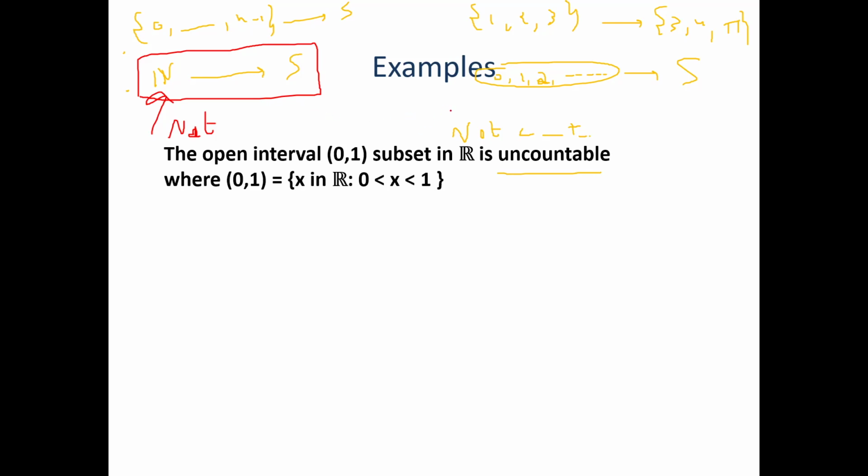Okay, before we do that, I just want to mention the idea of overcounting or undercounting. With this bijection here, we're counting exactly right. You have 3 elements in your set, you did a bijection, and a bijection counts exactly right. 1 goes to 3, 2 goes to 4, 3 goes to pi. It's exactly right.